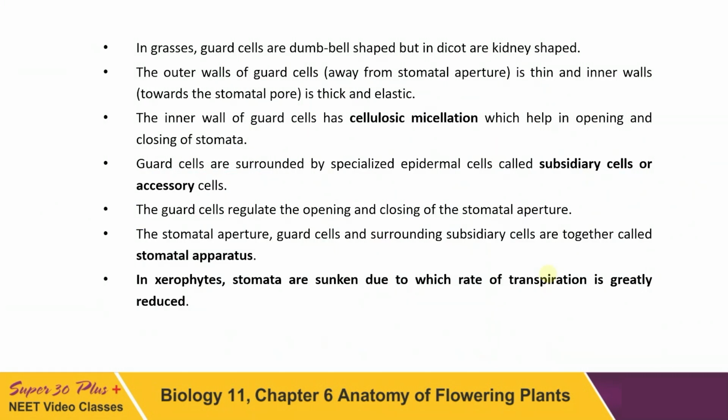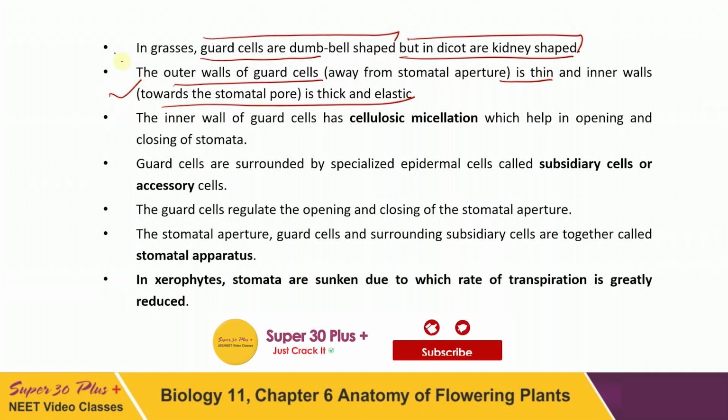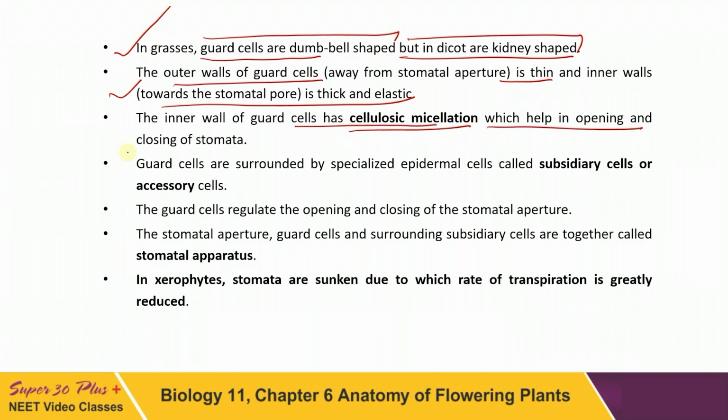Now we have to see some structure related to stomata. In grasses, the guard cells, as I told you, are dumbbell shaped. In a dicot leaf, they are kidney shaped. The outer wall of the guard cells, away from the stomatal aperture, is thin, and the inner one is thicker. Important characteristics, repetition of the same. The inner wall of the guard cells has cellulosic fibers which help in opening and closing of the stomata. Guard cells are surrounded by subsidiary or accessory cells, and the guard cells regulate opening and closing of the stomata.